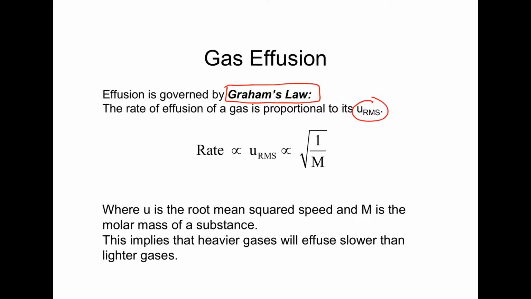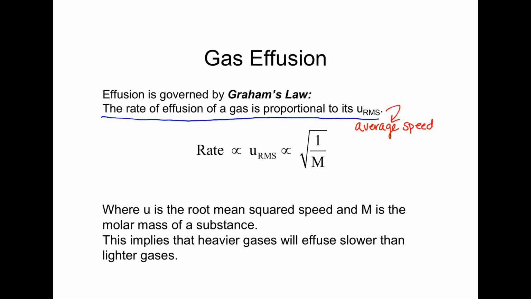And let me just explain what that means. This is the speed, and that RMS means root mean squared. And really, it's just a way to symbolize an average. So it's not exactly the same, but when we see this u_RMS, we're going to just think average speed. So the rate of diffusion of a gas is proportional to its speed. And that's what this equation here is saying. It's saying that the rate of diffusion is proportional to its speed, and speed is proportional to the square root of 1 over the molar mass.